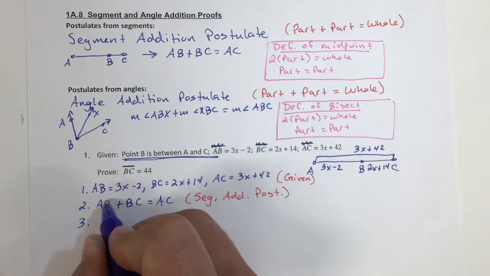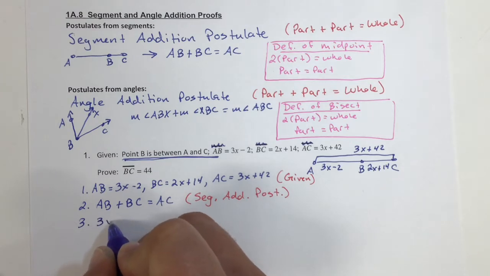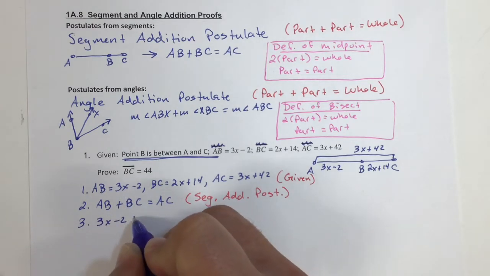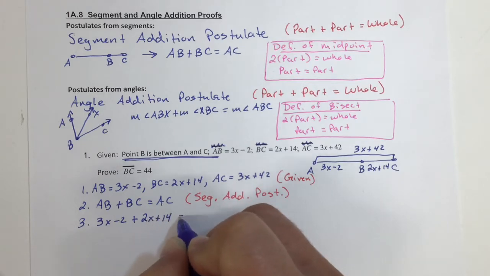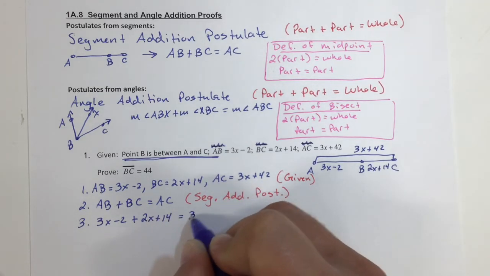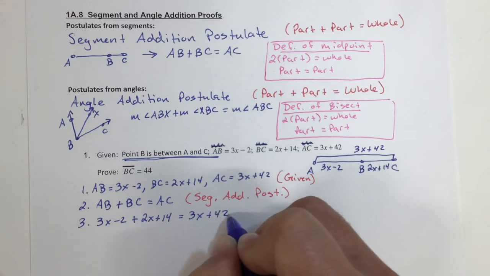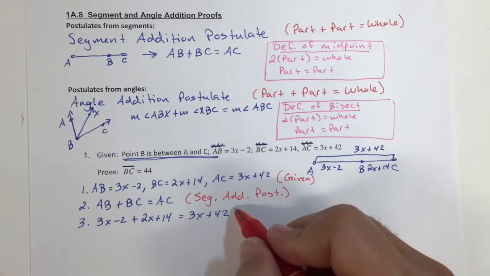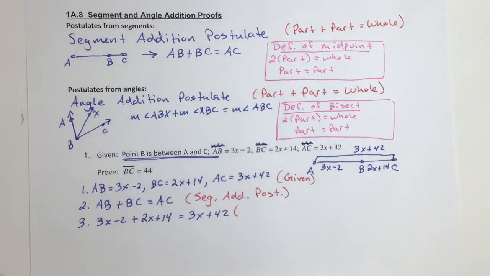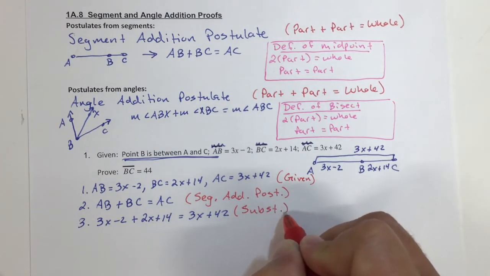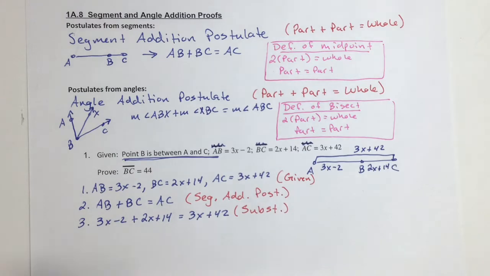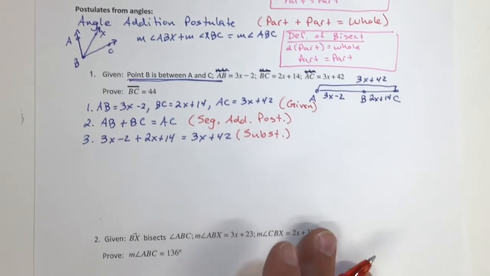Now I can replace AB with 3x minus 2 and replace BC with 2x plus 14 and replace AC with 3x plus 42. And when I replace things equal to other expressions, that is substitution, S-U-B-S-T period. Now this becomes a problem like we did in the previous lesson where we're just solving the equation, showing the reasons for each step.